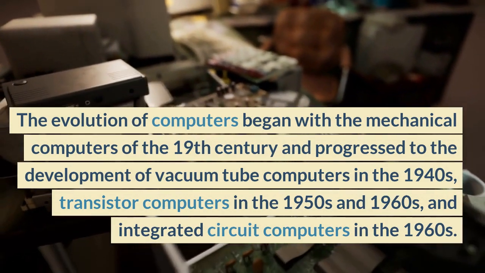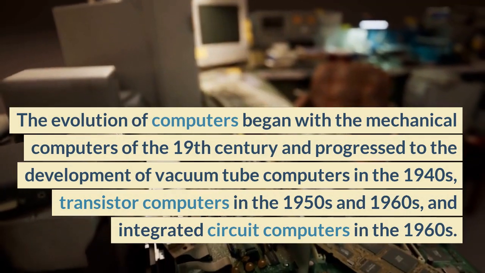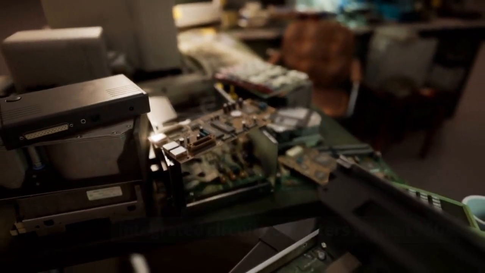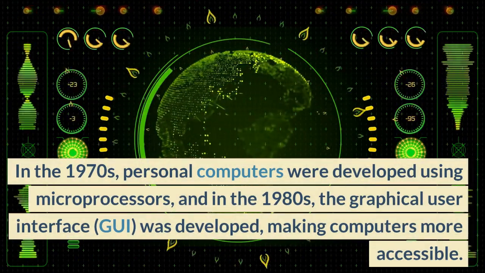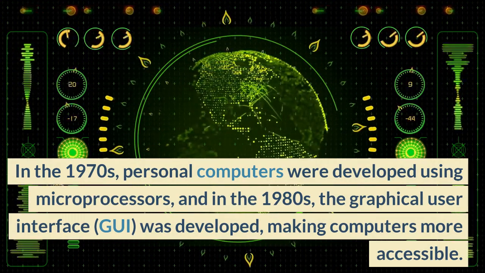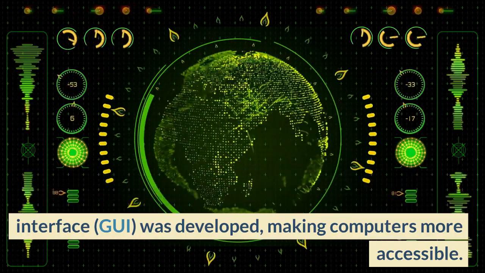The evolution of computers began with the mechanical computers of the 19th century and progressed to the development of vacuum tube computers in the 1940s, transistor computers in the 1950s and 1960s, and integrated circuit computers in the 1960s. In the 1970s, personal computers were developed using microprocessors, and in the 1980s, the graphical user interface, GUI, was developed, making computers more accessible.